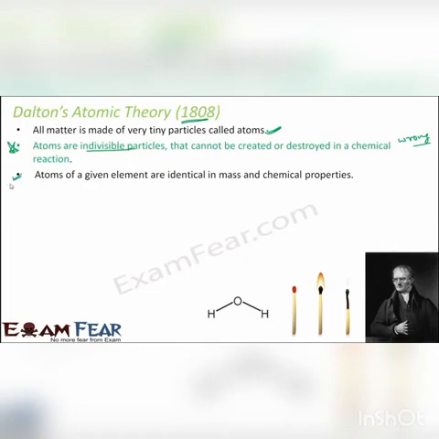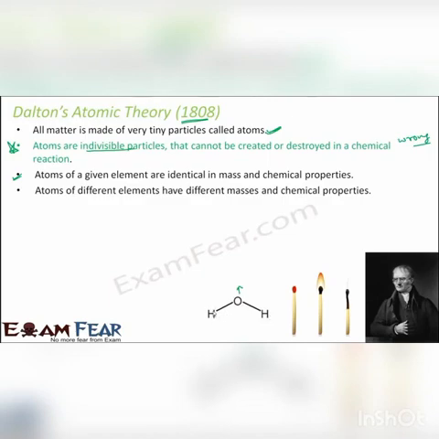They have identical mass and chemical property. If we talk about the atom of oxygen, it will always have some particular weight, and it will have identical mass and chemical property. Atoms of different elements have different mass and different chemical property. These are actually both similar, right? It says that atoms of a given element have identical mass and identical chemical property, and atoms of a different element have different mass and chemical property.